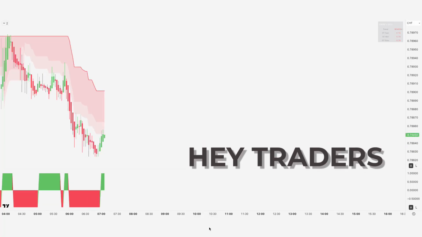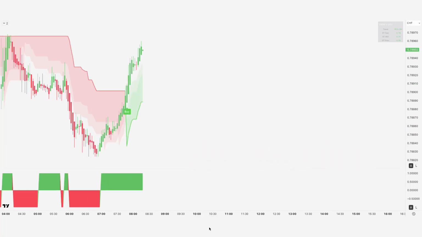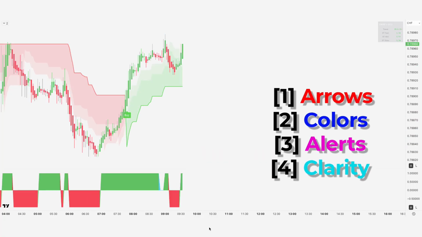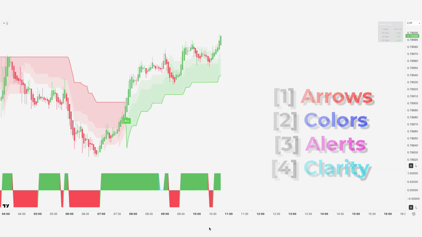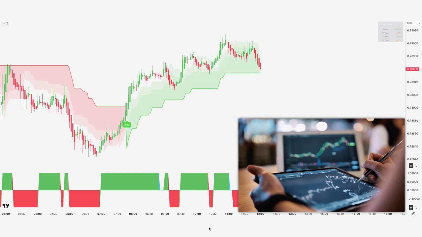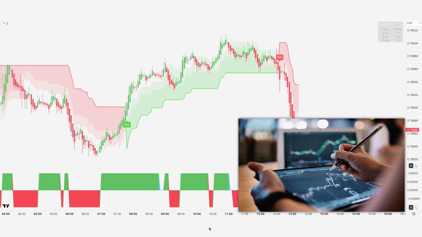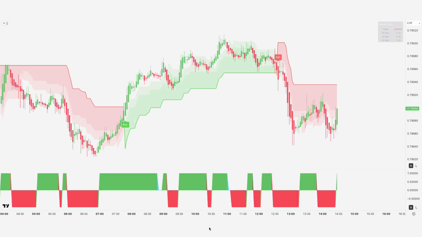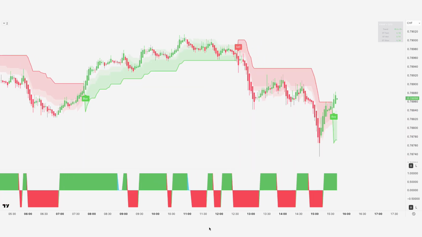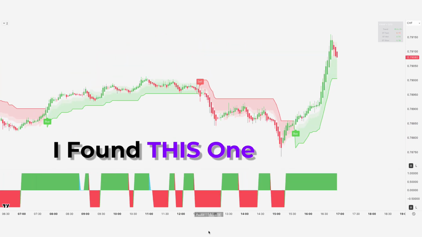Hey traders, for a long time my charts were full of indicators. Arrows, colors, alerts, everything except clarity. The more indicators I added, the more confused my trading became. So I did something most traders never do. I deleted them all. And that's when I found this one.